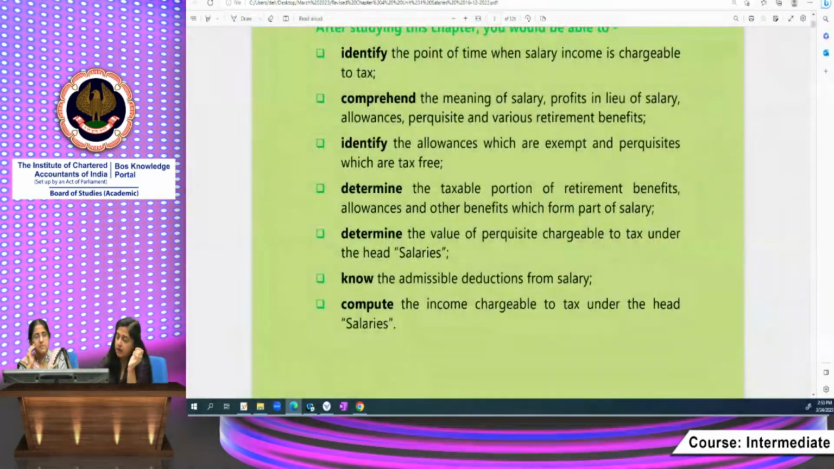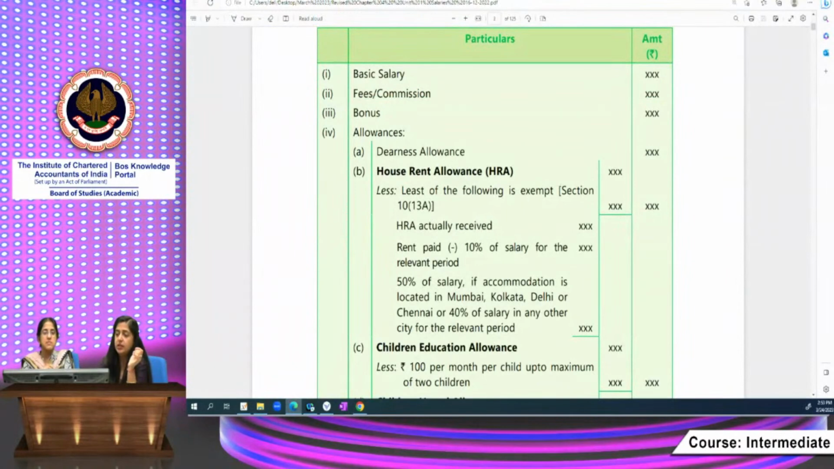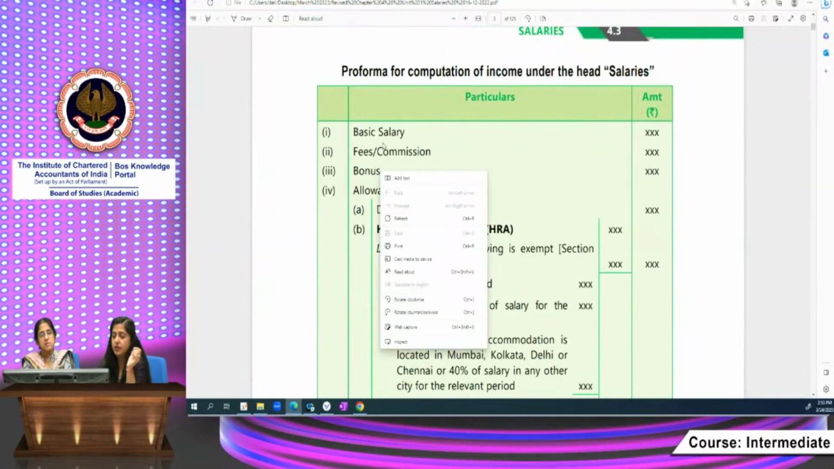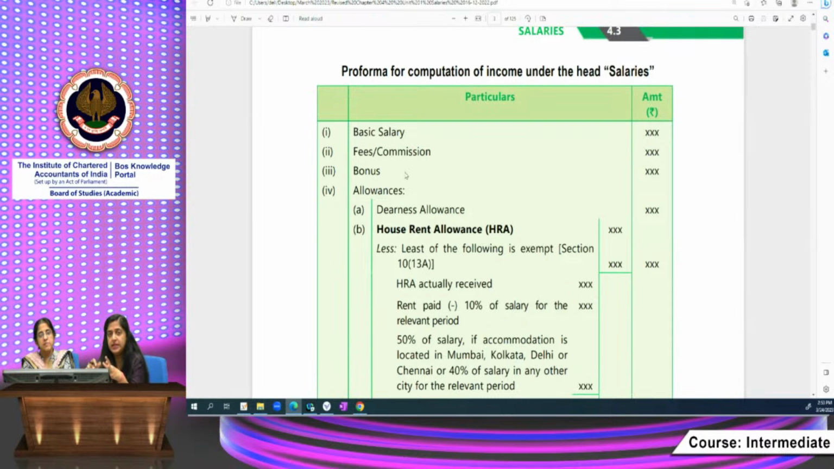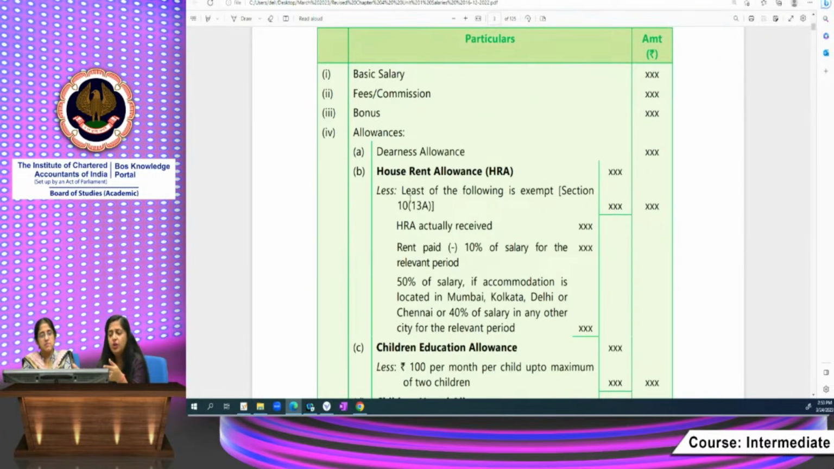In your study material, in the salary chapter, there is a pro forma for computation of income under the head salary. This is the pro forma showing the manner in which you are supposed to solve or present your question, because it is a better, comprehensive manner. And like I already said, whatever exemption you have to compute, you can do it in the computation table of your answer itself. You are not supposed to do a working note on the next page. If the computation doesn't require so much, you can do it in the main table itself.